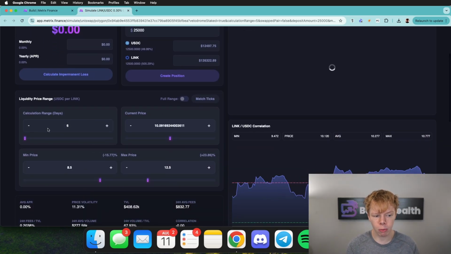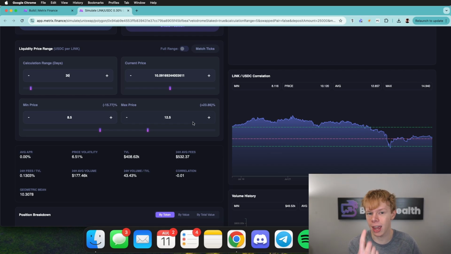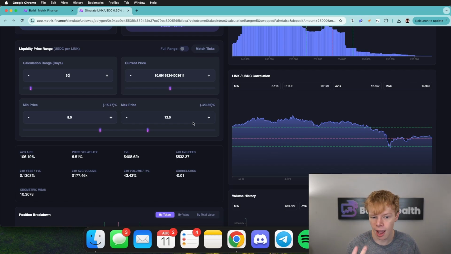And the reason why we would want to do that is so that we can use Aperture automations to automatically rebalance our positions, which is going to allow us to stay in range because we're being rebalanced, but also it's going to allow us to collect a higher APR.